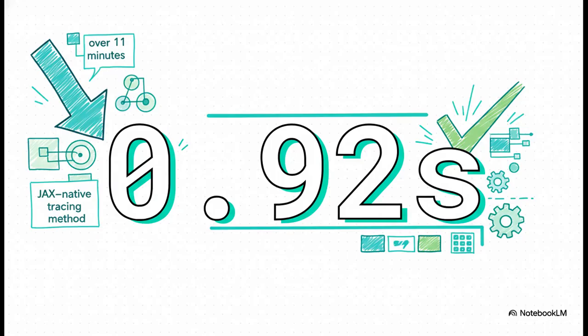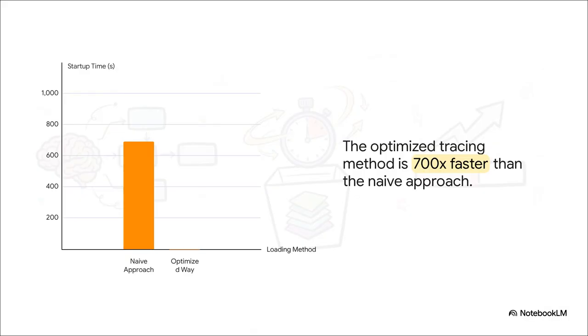And the result of using this tracing method, the startup time just plummets to less than 1 second. Think about that. We go from over 11 minutes of painful waiting down to just 0.92 seconds. The difference is absolutely staggering. I mean, this chart just says it all, doesn't it? It's not even a fair fight. On the left, you have this enormous skyscraper of a bar, representing 11 minutes of completely wasted time. And then on the right, you can barely even see the bar for the optimized way.